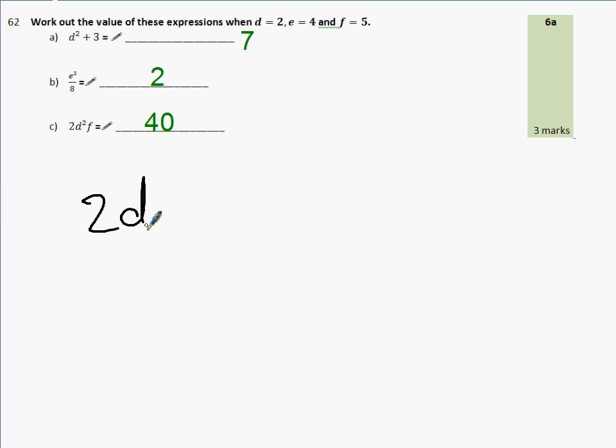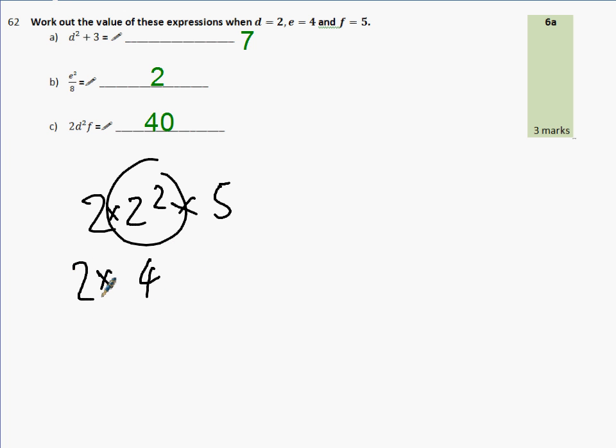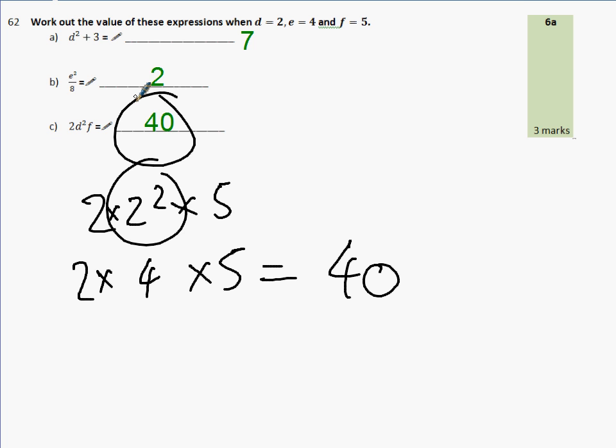And then 2d squared f. So if d is 2, we need to do 2 times 2 squared, and if f is 5, then we need to do times 5. So work out the squared bit first, and that's 4, and then do 2 times 4 times 5, which equals 40. That's what we've got there.